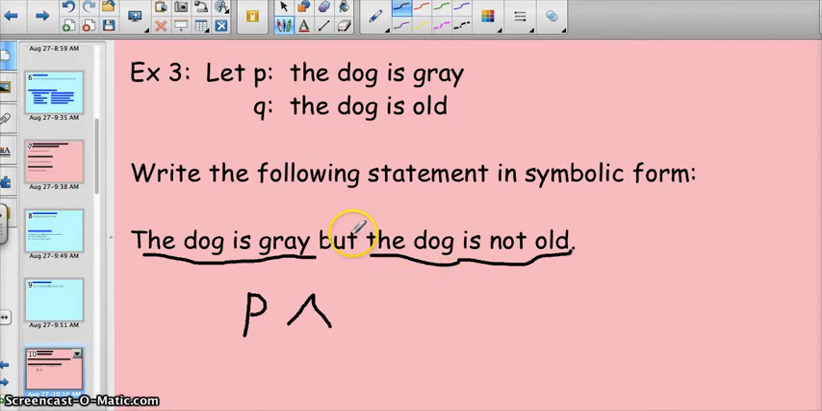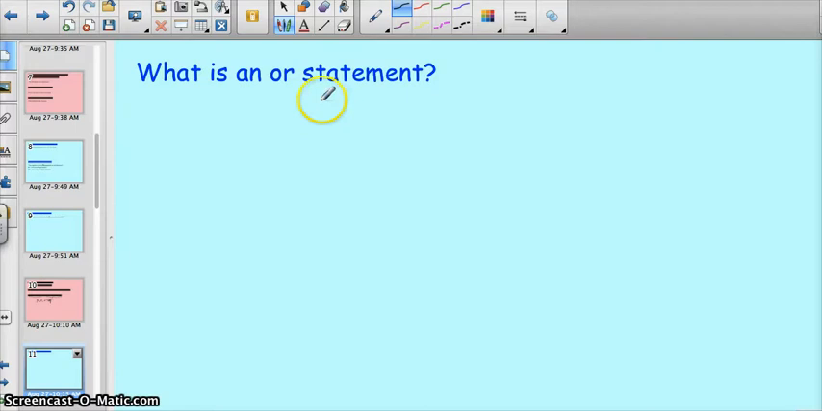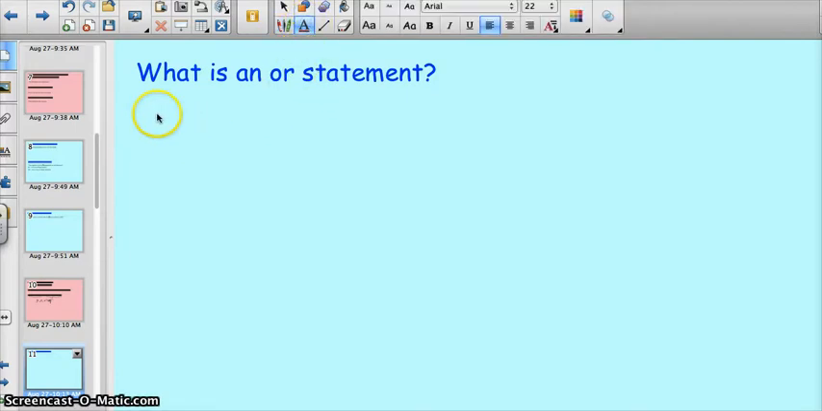Finally, the dog is not old. Well, Q is the dog is old. How do we say the dog is not old? We use negation of Q. In order to make that happen, my writing is terrible at this point in time, but hopefully you understand what I'm saying. There's a P, a conjunction, a negation, and a Q is how we do that symbolically. It's pretty simple stuff, and we'll be writing out a lot of things symbolically, so you'll get the feel for that. So we just had an and statement.